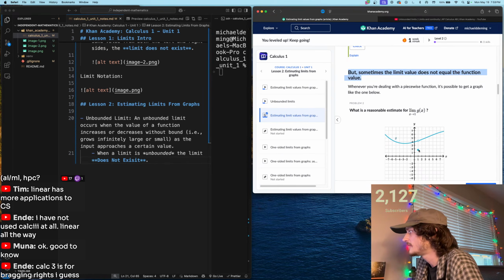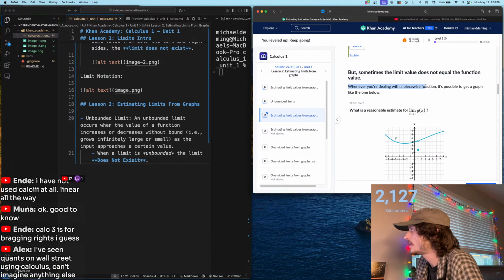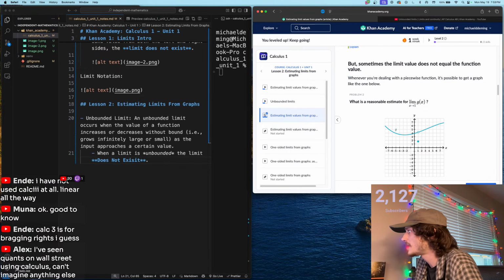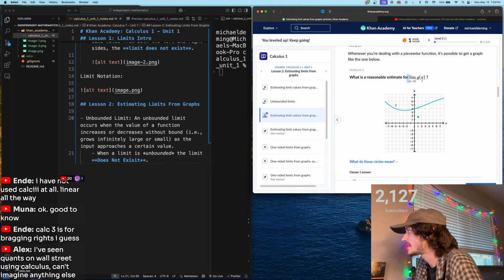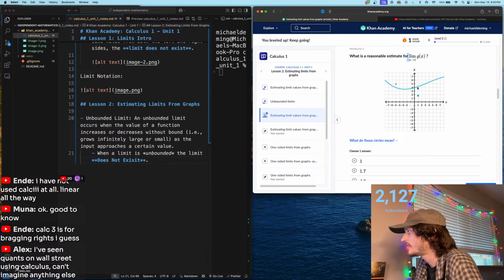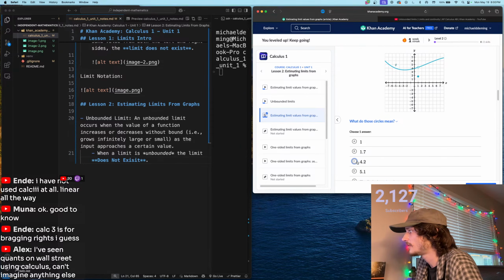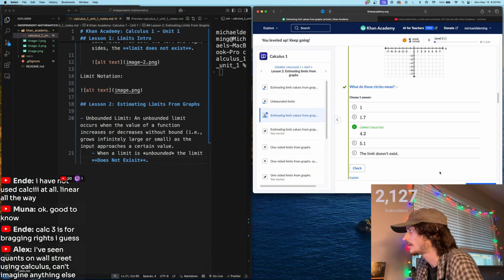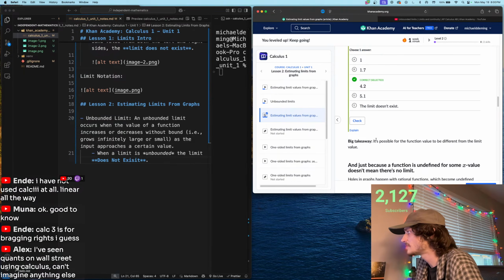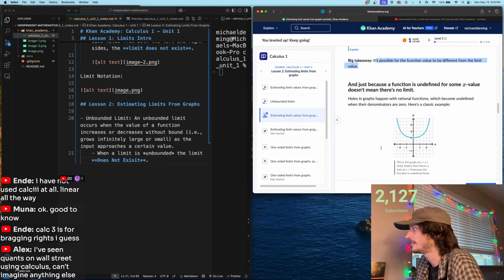You have a defined point which is at a different point than the graph here. When you're dealing with a piecewise function, it's possible to get a graph like the one below. What is a possible estimate for the limit of g of x as x approaches 1? So on this function g of x here, as we approach 1, we're converging on a point that is a little bit greater than 4, even though the function is undefined at that point and has definition elsewhere. So 4.2, check. It's possible for a function value to be different from the limit value.